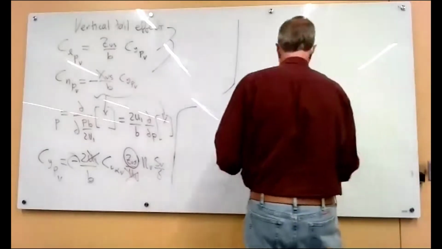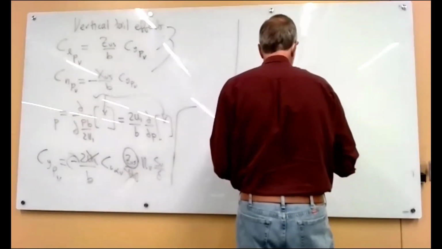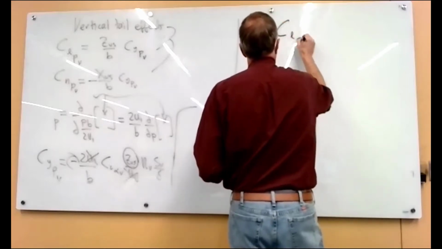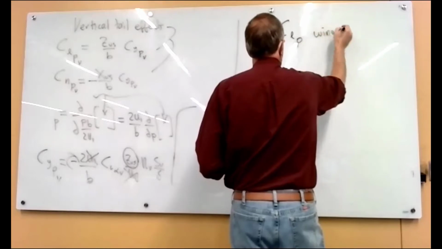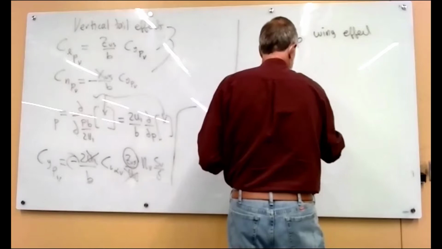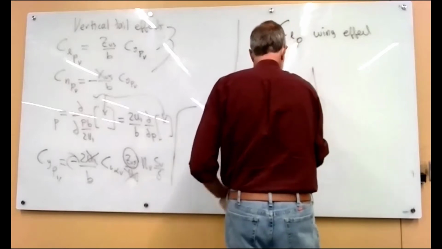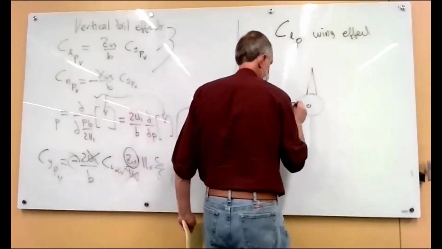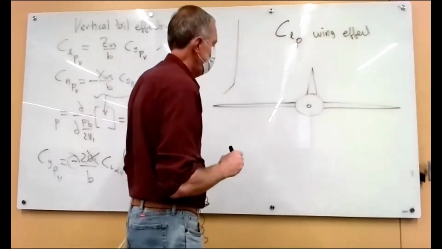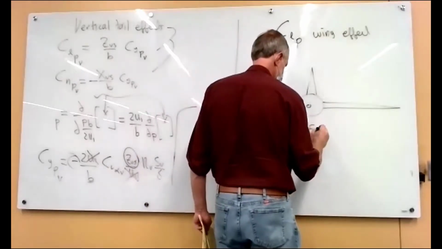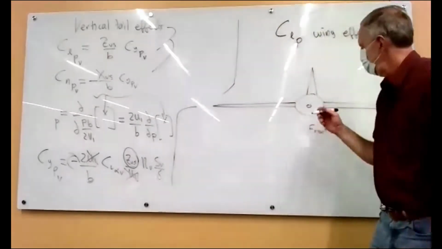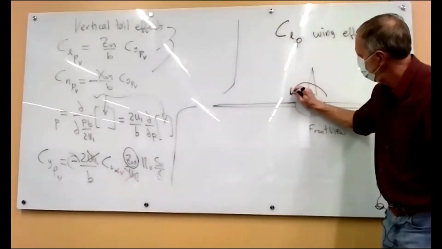Let's draw a picture. I'll make the wings bigger than what I had before. So now we're talking about CLP due to the wing. There's our wings. This is a front view. Positive roll, still that way.